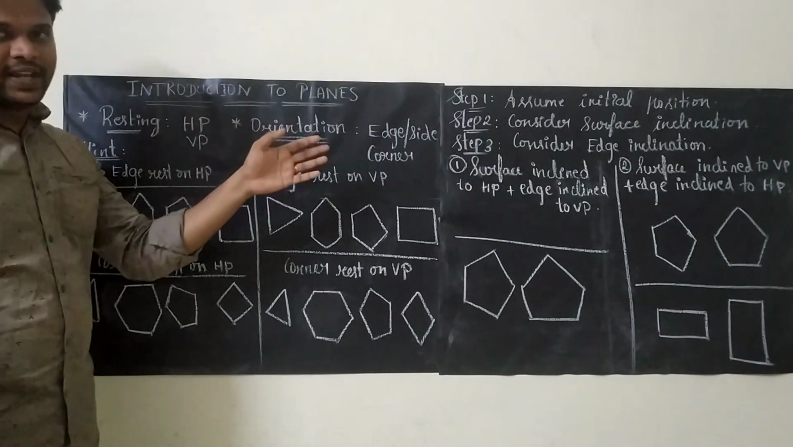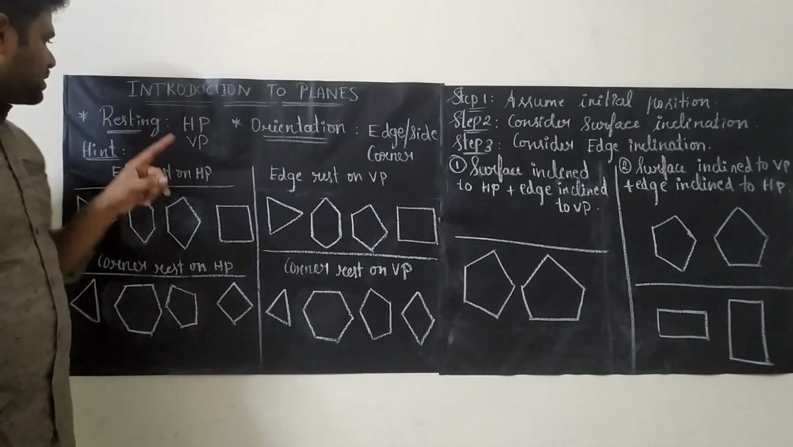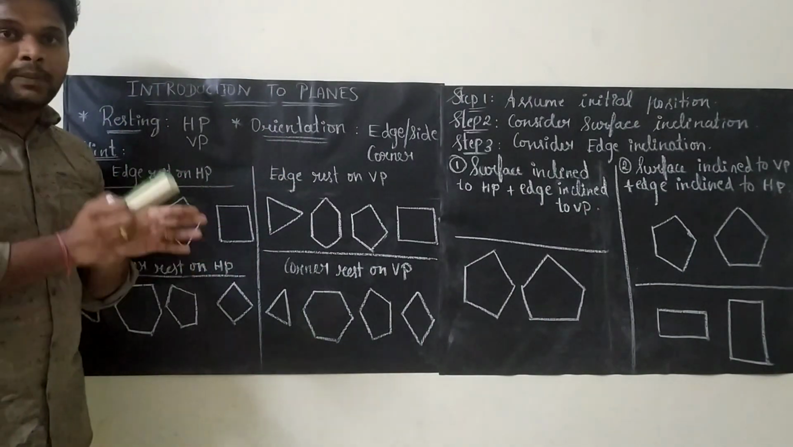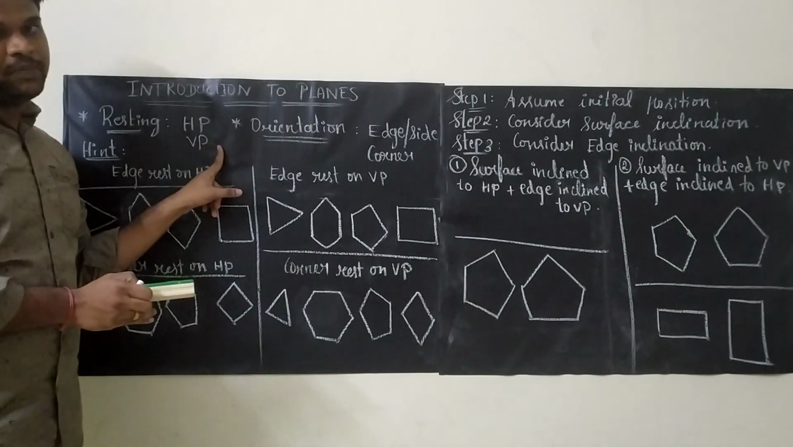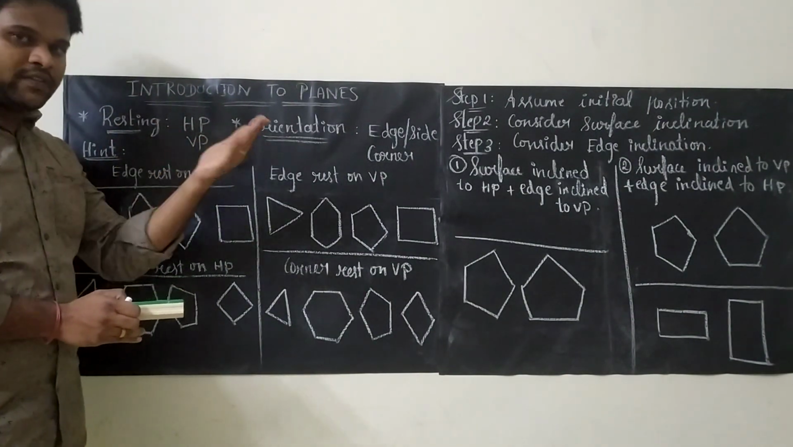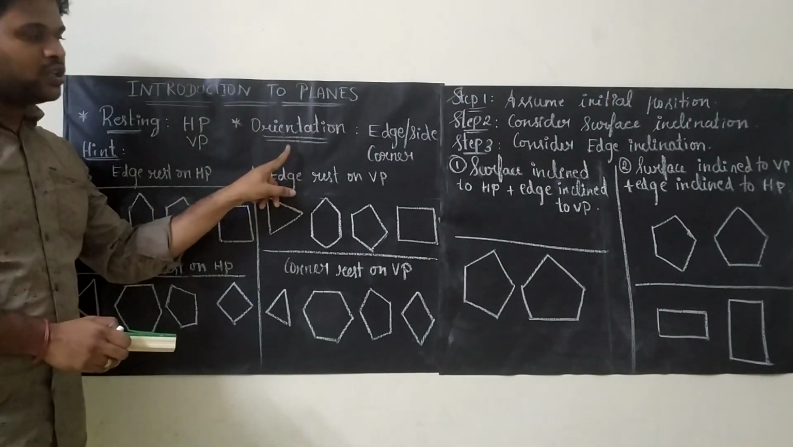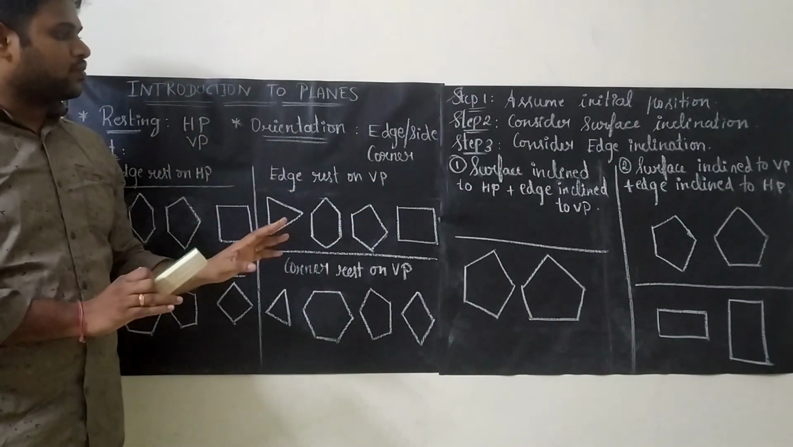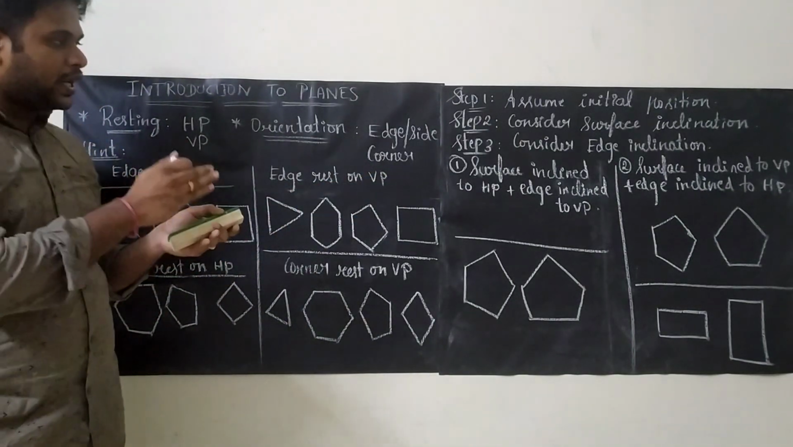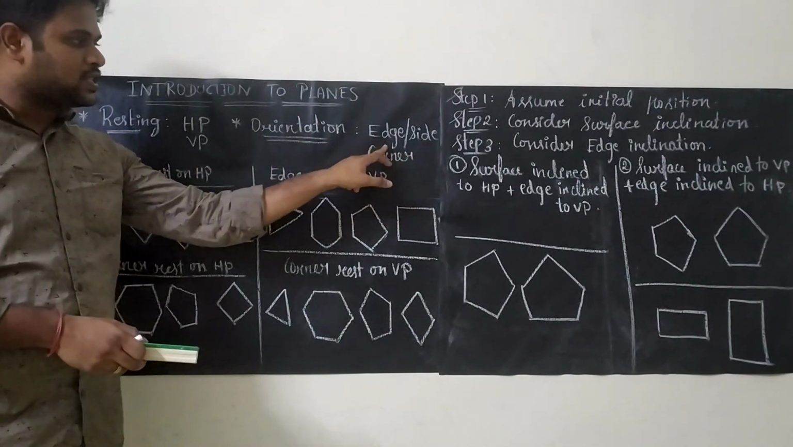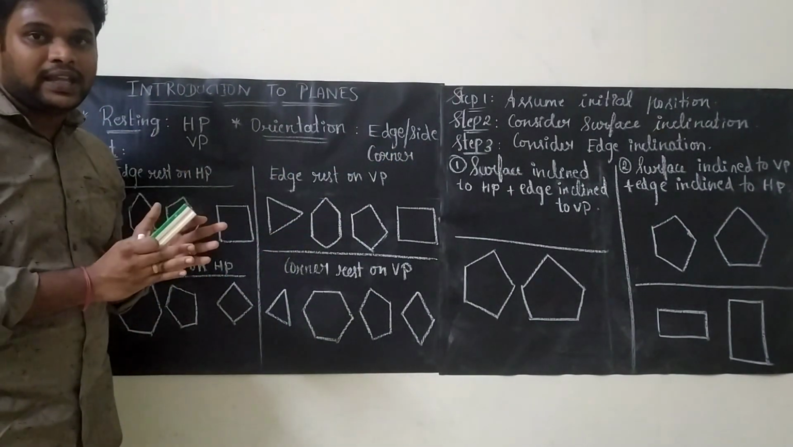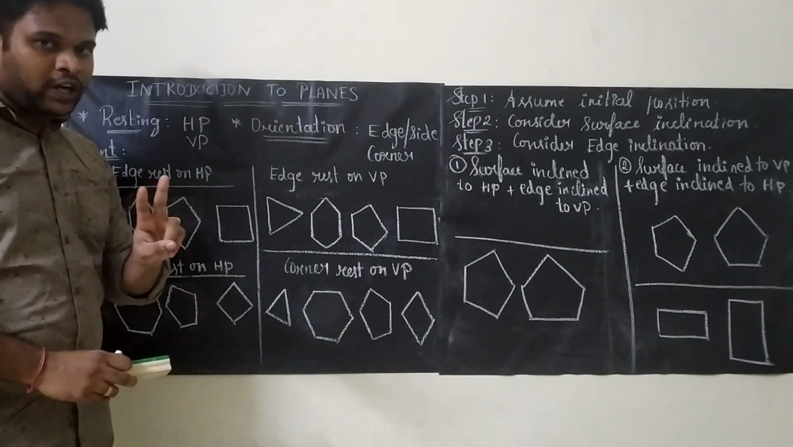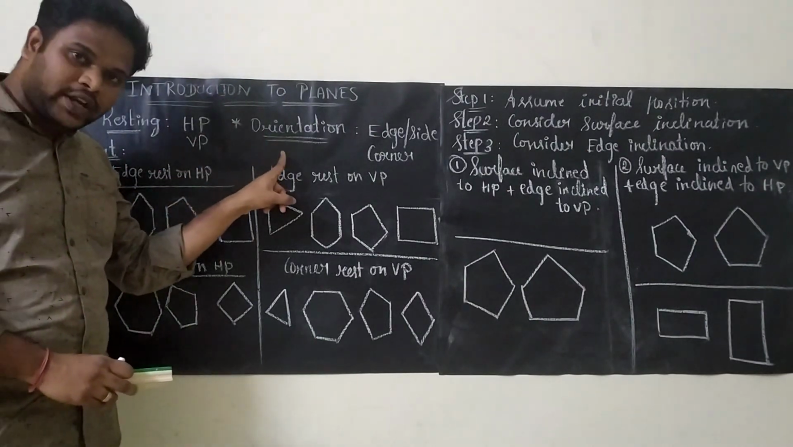Now come to planes. In planes we will be considering two conditions: one is resting and the other is orientation. Resting is whether the plane is resting on HP or VP. These things we have to note down from the given question. The second thing is orientation. Orientation means whether it's edge, side, or corner resting, that is, whether the plane is oriented by edge or side or else corner. These two data we must clearly get from the question. So while solving the problem, we will be considering only these two conditions: resting and orientation.